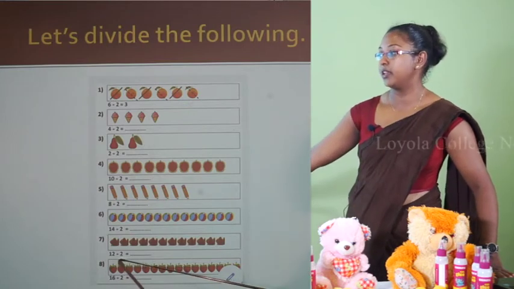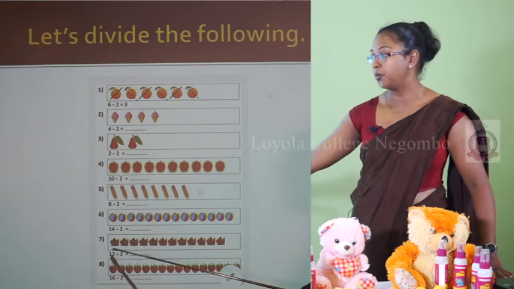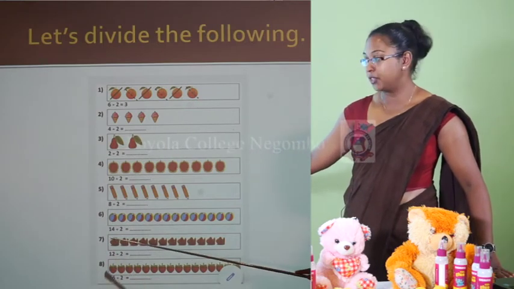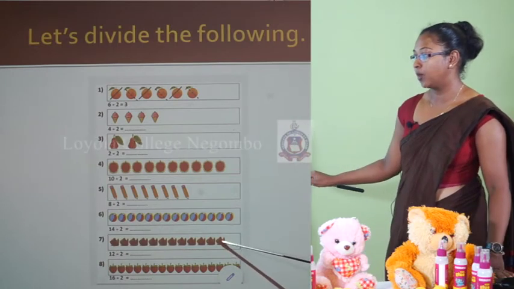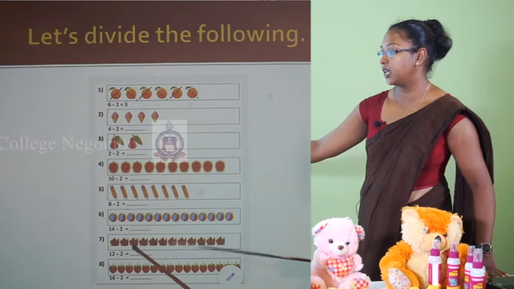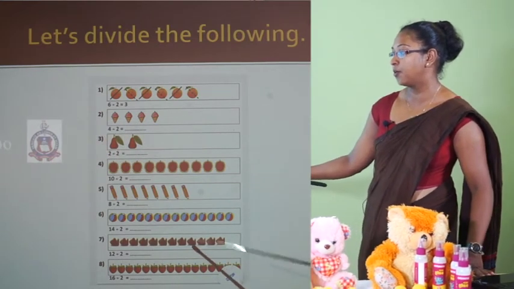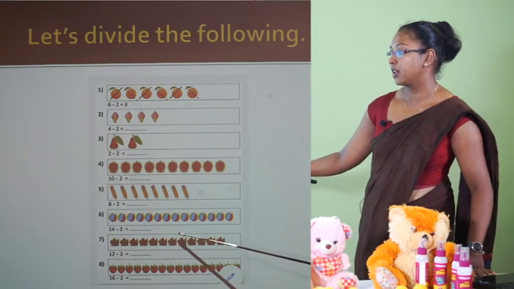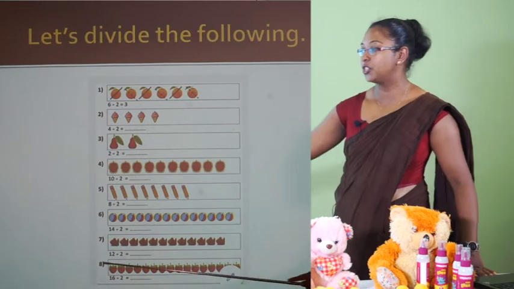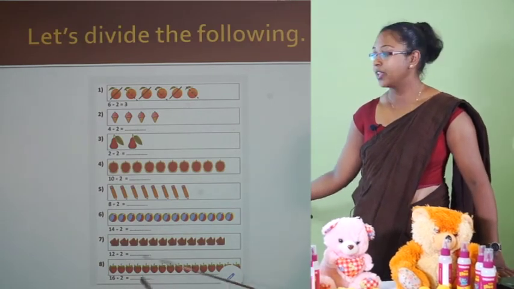Okay, and then we have 12 fish here. Okay, 12 we need to divide by 2. Do with the teacher Putte. 1, 1, 2, 2, 3, 3, 4, 4, 5, 5, 6, 6. So 12 divided by 2 is 6.